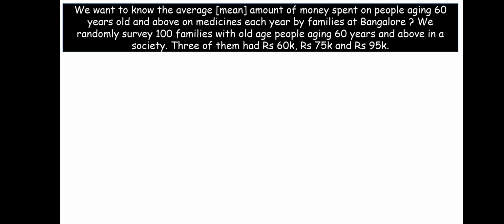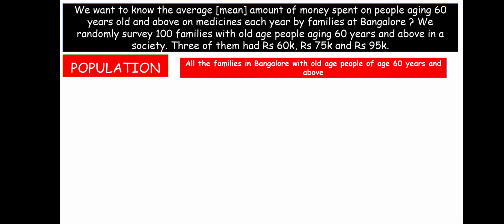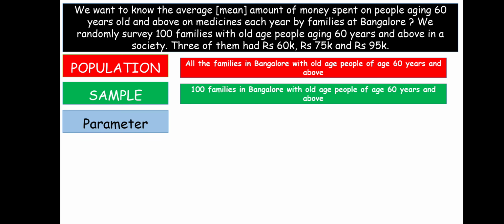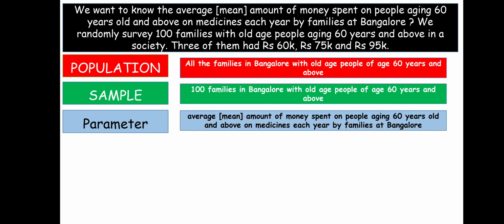Now we shall check out all the biostatistical terminologies over here. As you know, population will be all the families in Bangalore with grandparents. Our sample will be, yes, 100 families in Bangalore with grandparents. That will be our sample, which sample we are surveying. Next, what is the parameter? You also run in your mind the example of gulab jamun. Parameter will be, yes, the average amount of money spent on the grandparents upon medicines each year by the families staying in Bangalore.